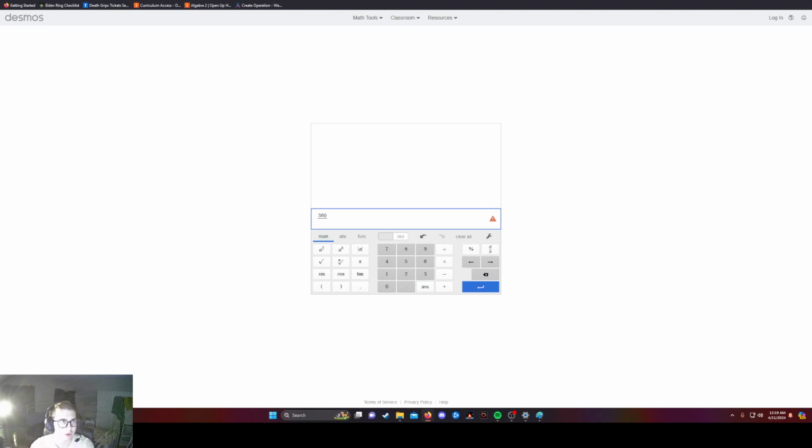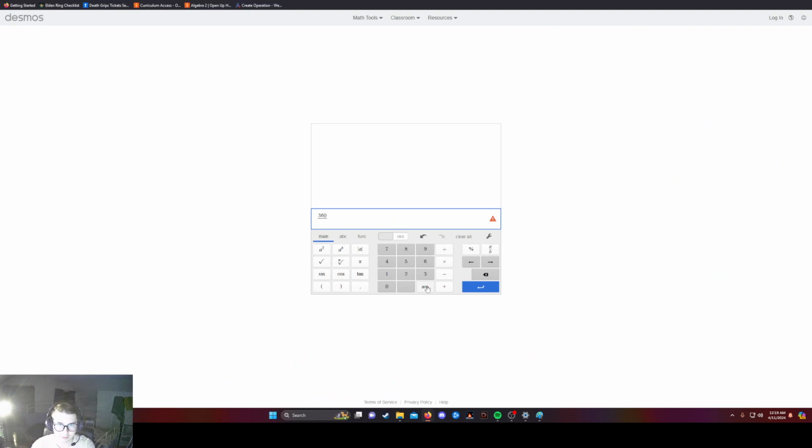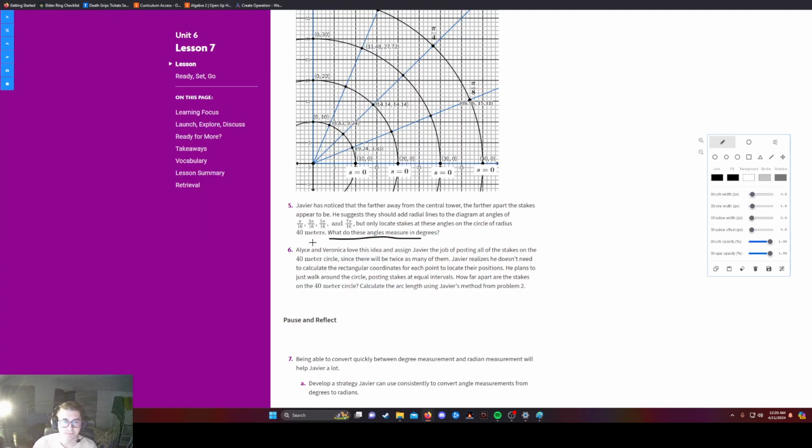11.25. So about 32 segments. And I also could have used my brain and seen that it's about half of 22.5, so it's double the segments. So anyway, what do these angles measure in degrees? So pi over 16 is equal to 11.25.